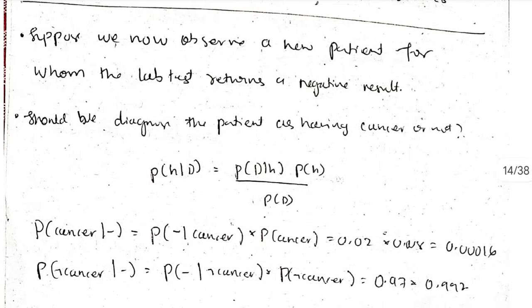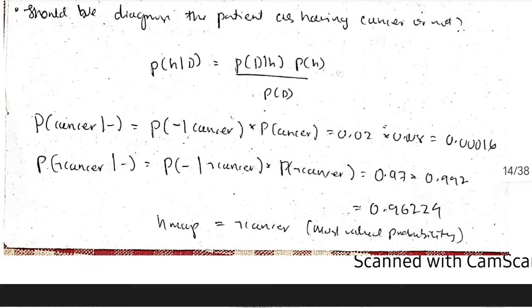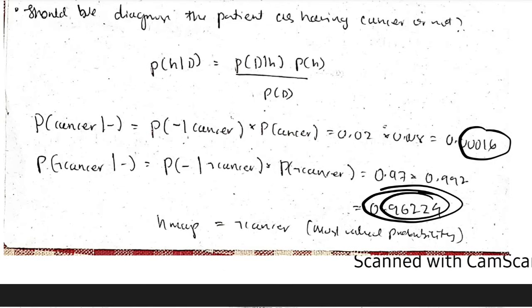The next question is, if there is a negative result, should we classify the patient as cancer or not? So again, the same formula you'll write. Since this is a negative result, we'll write minus here, and we'll consider the two cases, cancer and not cancer, and we'll get two answers. We'll compare which is more. Okay, so which is more? Here we got 0.00016 and 0.96. This is more, which means this is the answer you should consider: not cancer.